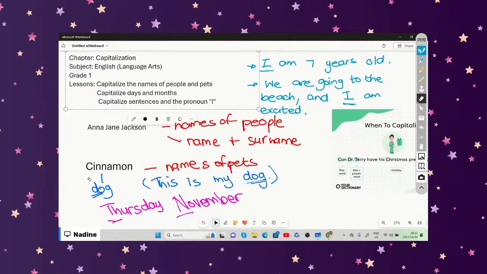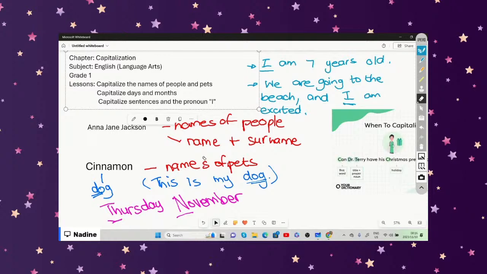For example, the name of my pet, which is a dog, right? But if we say things like dog or cat or snake or fish, then it is lowercase. But if you name that fish, name that dog, name that cat, then that name is capitalized. And then we also capitalize sentences and the pronoun I.